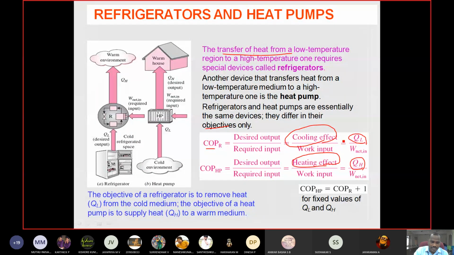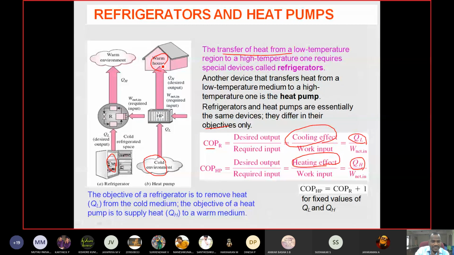In the refrigerator, we are removing the heat from inside the refrigerator, then sending that to the surroundings. In the case of a heat pump, just like a refrigerator, we take the latent heat from the cold environment, then we pass that heat to the warm house. So then we can get the house warm.